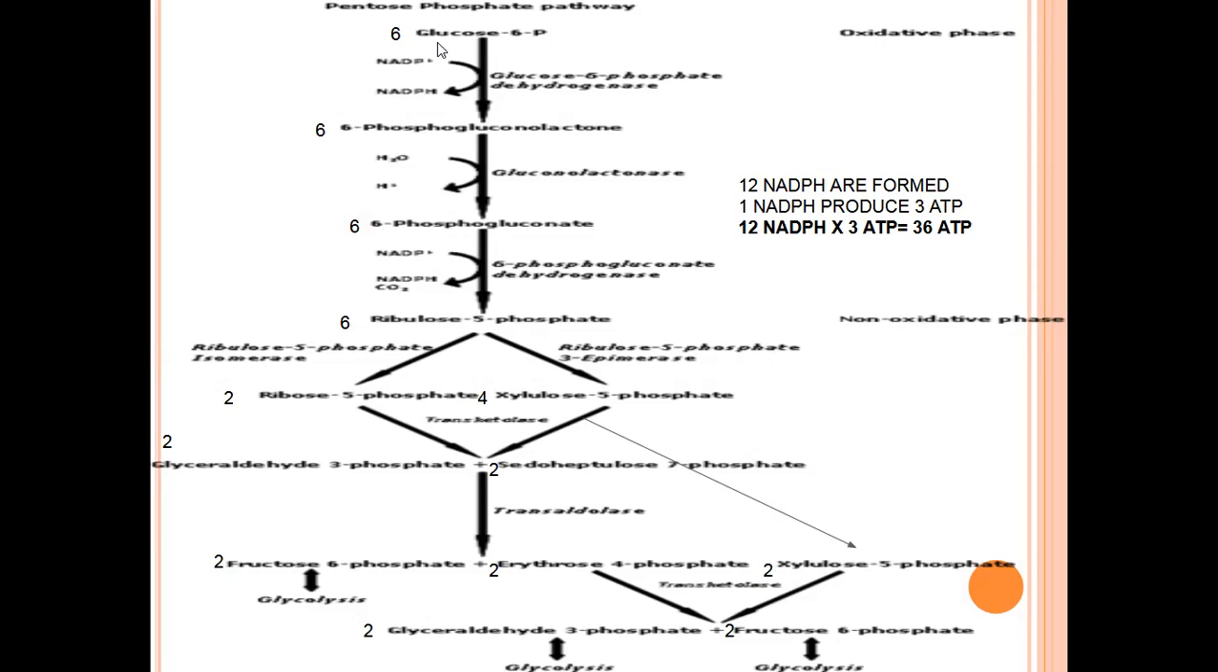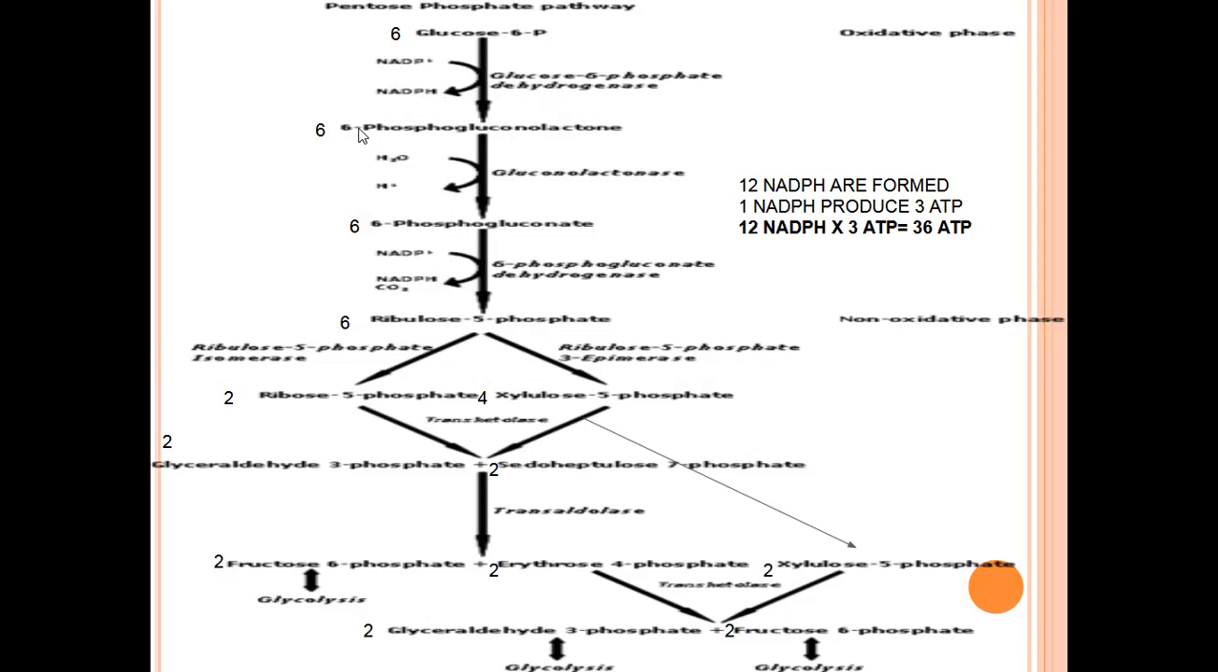6 molecules of glucose 6-phosphate convert into 6 molecules of 6-phosphogluconolactone in the presence of glucose 6-phosphate dehydrogenase enzyme. In this reaction, 6 NADP plus molecules are converted into 6 molecules of NADPH.